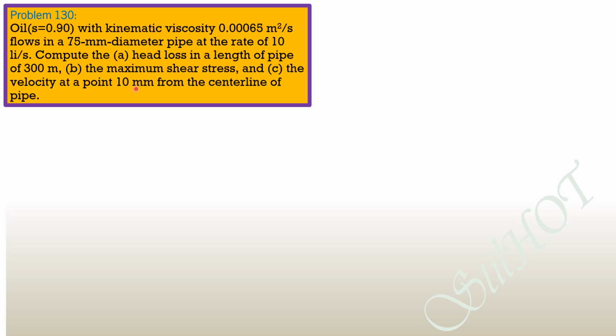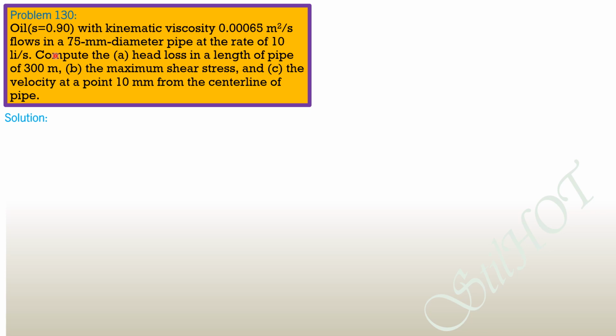So let's check the type of flow by computing the Reynolds number. We can compute the mean velocity of flow, because the discharge is given, and we are also given the kinematic viscosity as well as the specific gravity of oil. Head loss, by the way, is friction factor times length over diameter times velocity head. So the velocity can be computed. It is only the friction factor that is needed here.